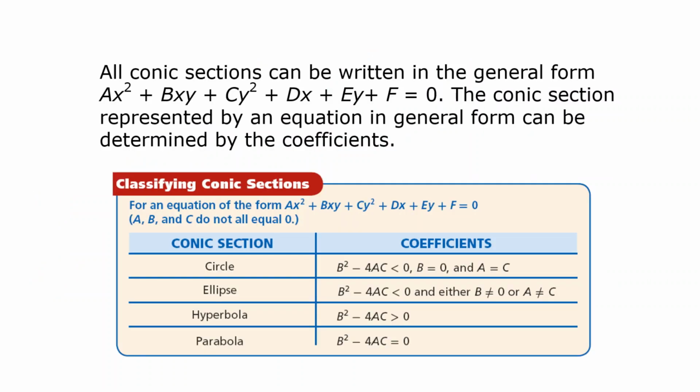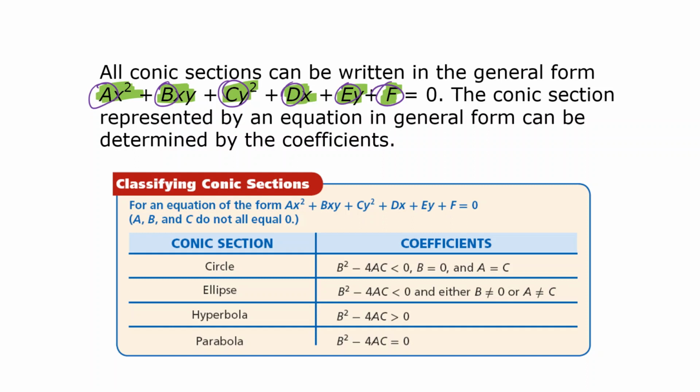All conic sections can be written in the general form ax squared plus bxy plus cy squared plus dx plus ey plus f. All right, so a conic section can be represented by an equation in general form, and can be determined by the coefficients. So remember, these are our coefficients, A, B, C, D, E, and F.